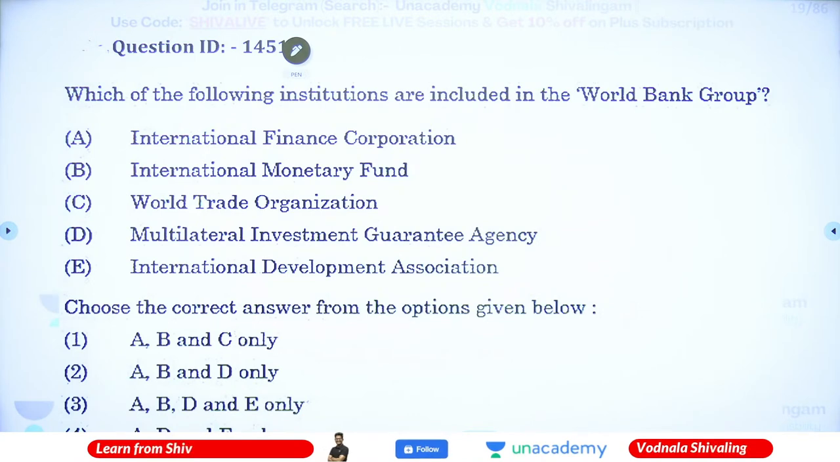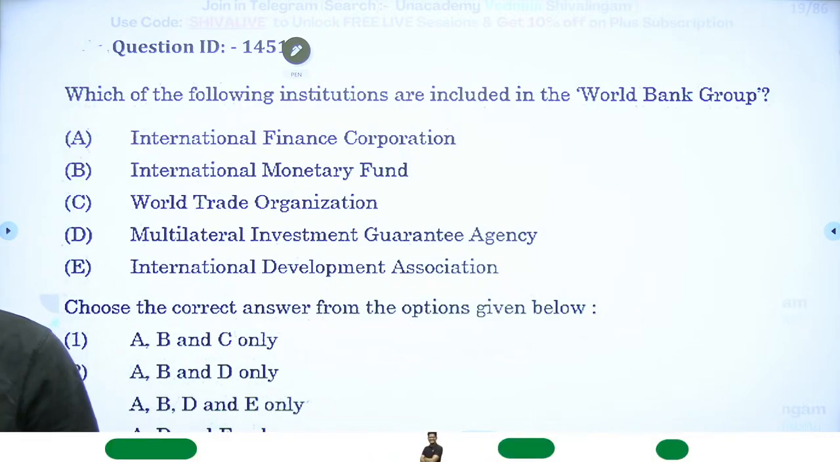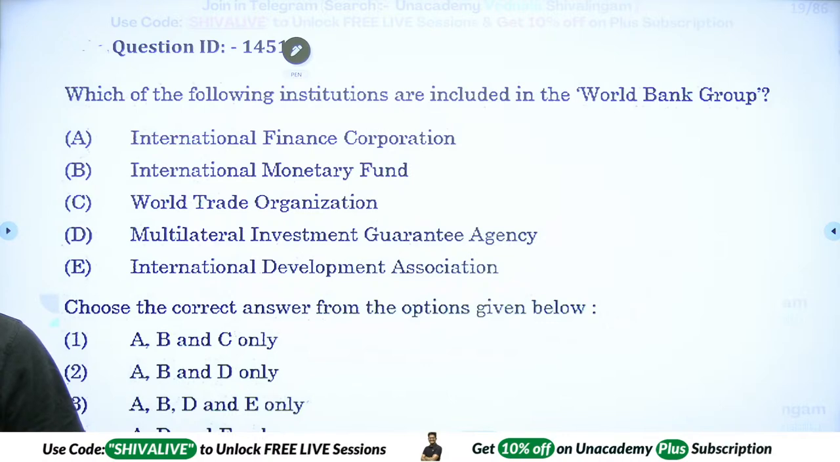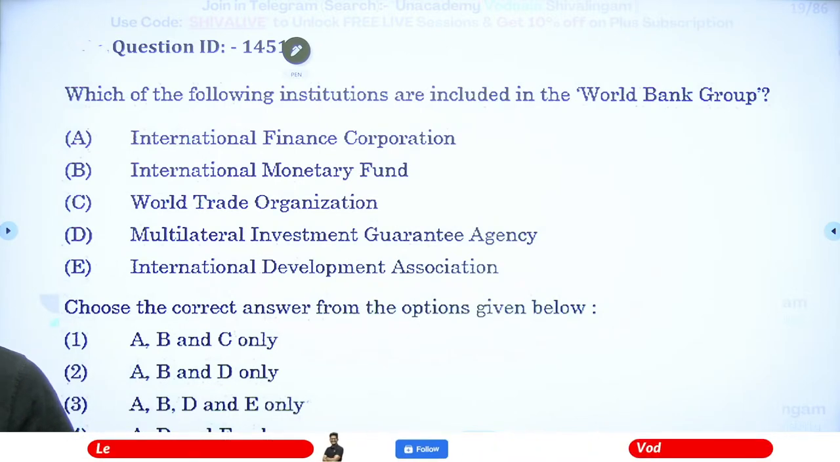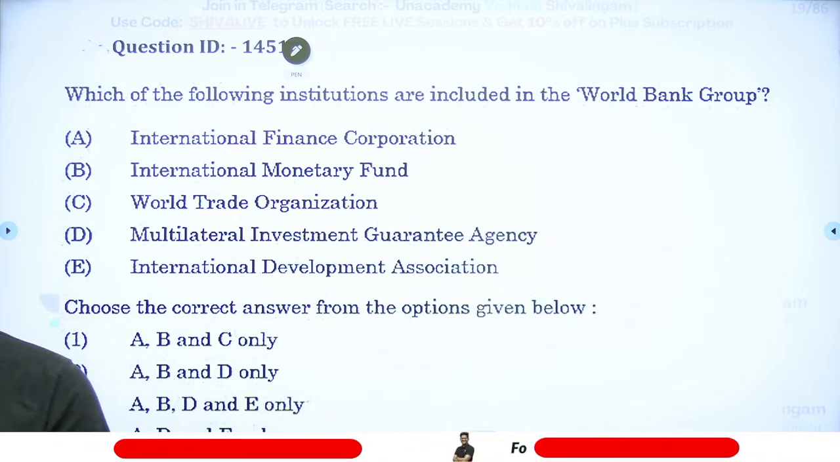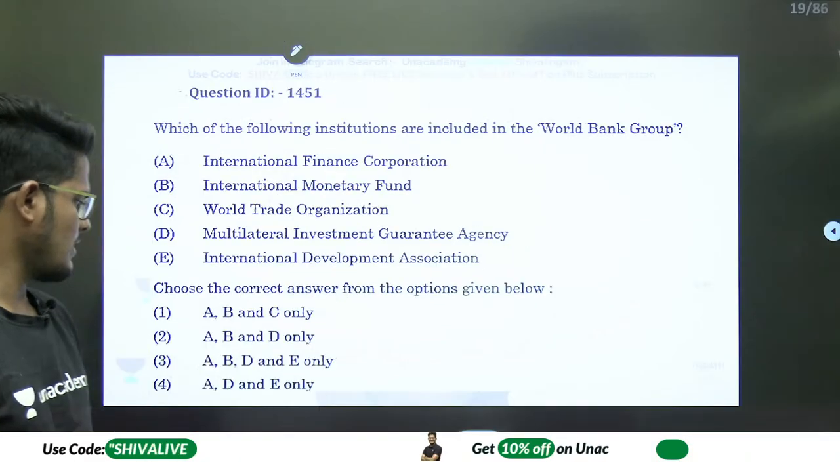And which of the following institutions are included in the World Bank Group? IFC, International Monetary Fund, World Trade Organization, Multilateral Investment Guarantee Agency, International Development Association. The options are not visible. Okay.